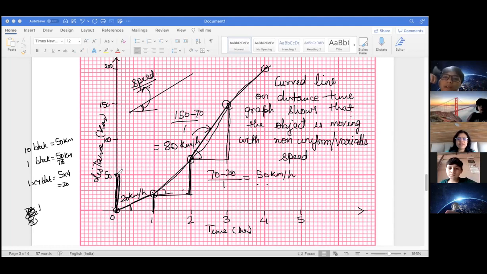Why did you do 70 upon 5 to find 71? No, I didn't do 70 upon 5. See, 50 is up to here. Up to here it is 50. 50 plus 20 is 70. So 20, you already know is 4 blocks. So 4 blocks, 20. Got it?